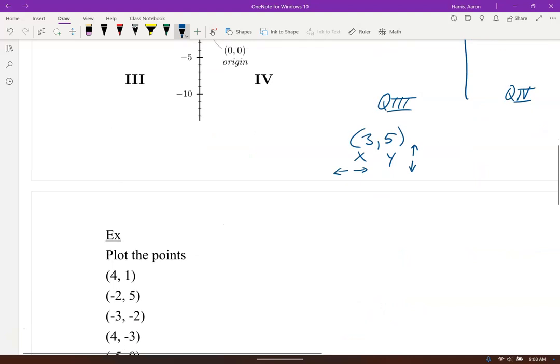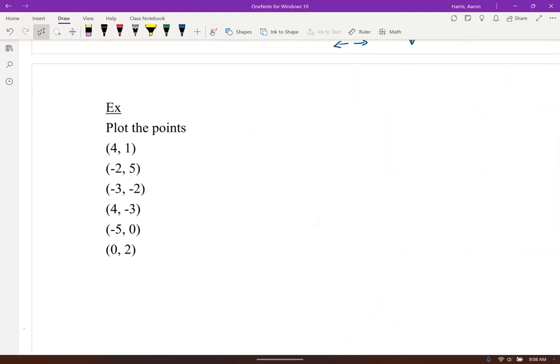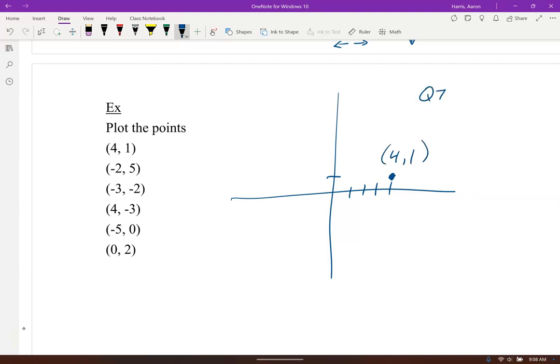Okay, let's do some other points down here, like (4, 1). So I go right 4 and up 1. (4, 1). This is also in quadrant 1. Now (-2, 5). Negative 2, that's left 2, and then positive 5, that'll be up 5. So left 2, up 5. This one's in quadrant 2.